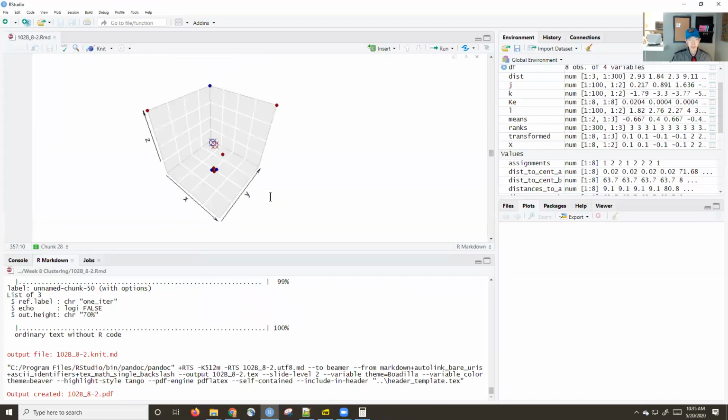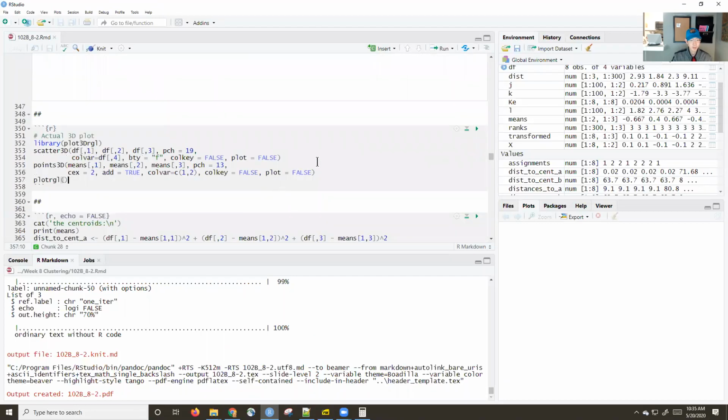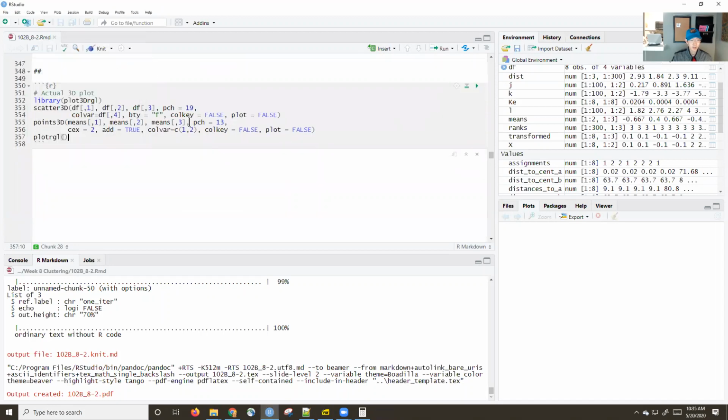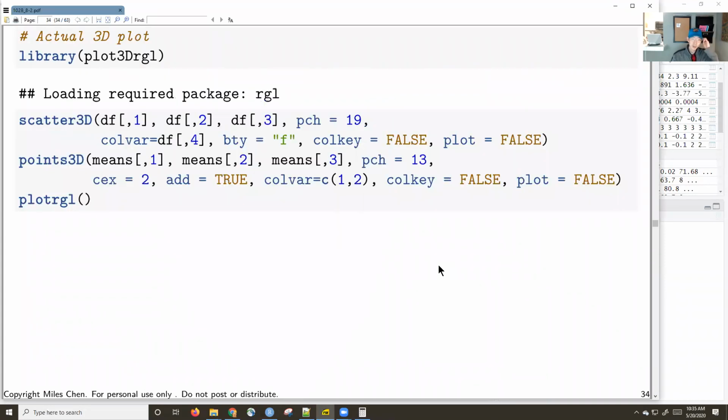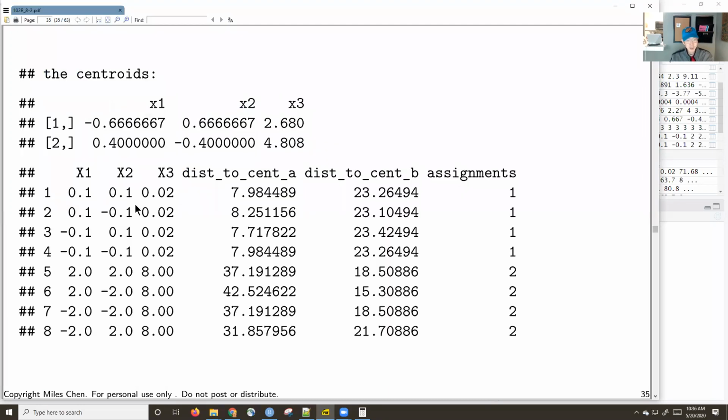Okay, so that's that. So these are supposed to be the centroids represented in 3D space. It's hard to see in a two-dimensional plot. And this is the plot RGL library, so if you want to create your own little 3D things, this is the library you use, plot 3D RGL, and you can do points 3D and plot RGL here.